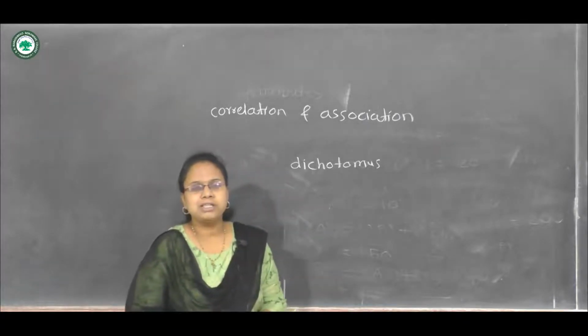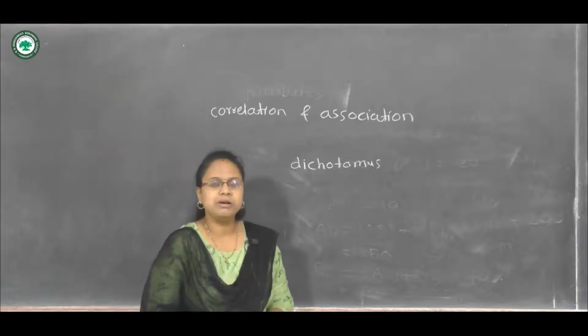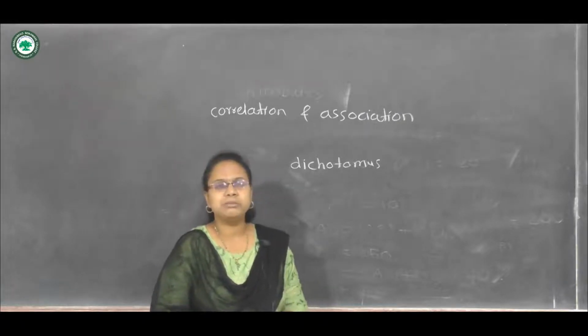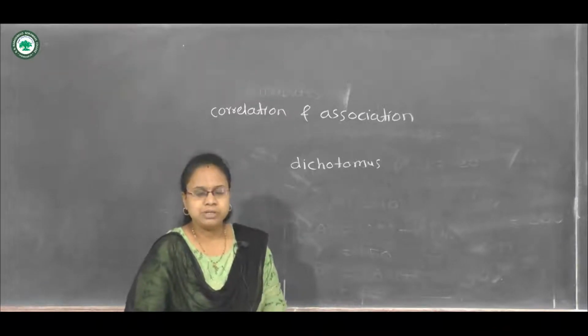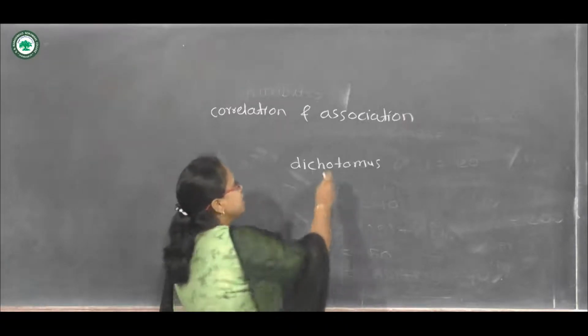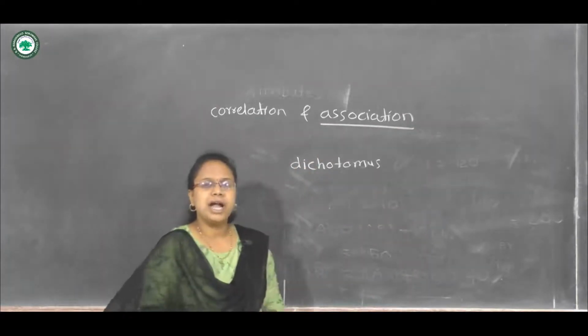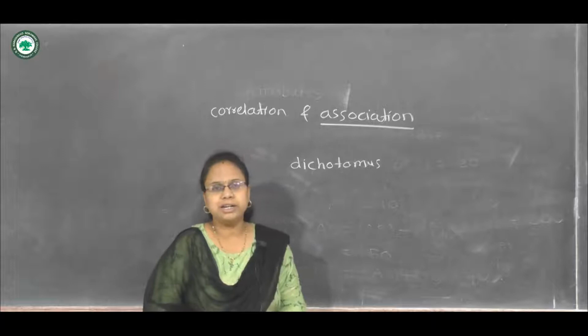So in that case, for attributes we cannot compute the rank correlation also. So how to measure the relation between those attributes? In this case we use the concept of association, whether the two given attributes are associated or not.